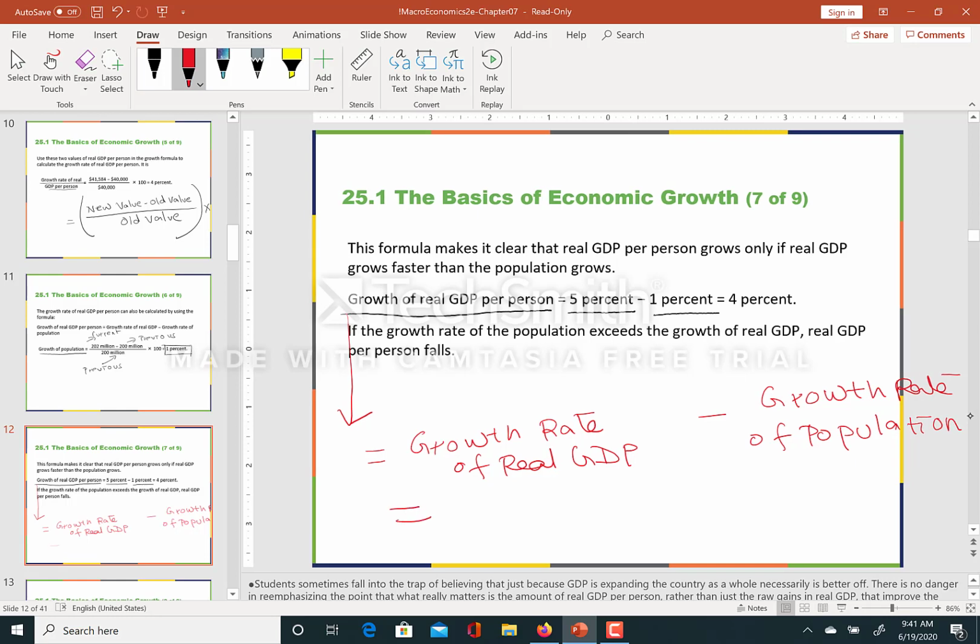So in our example, the growth rate of real gross domestic product exceeds the growth rate of population. So we are going to have a positive number here, and this is equal to 4%. Whenever we have a positive number for the growth rate of real GDP per person, we would say we have modern economic growth, or growth has occurred for this nation. So we want the growth rate of population to be less than the growth rate of real gross domestic product.